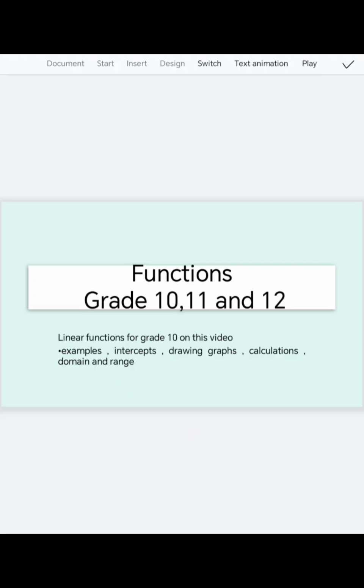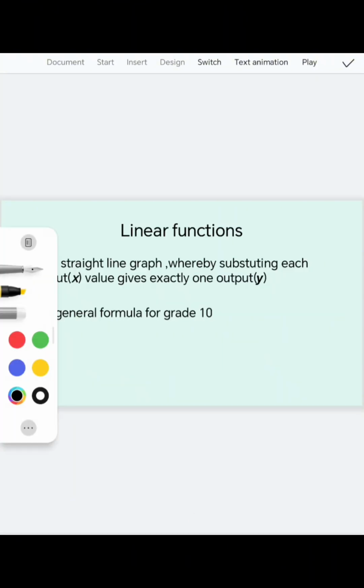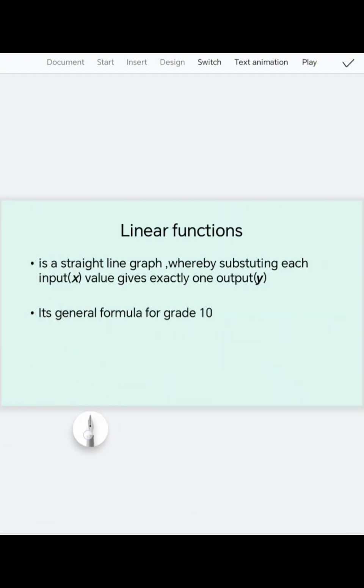So let's continue. Now we are going to start with the linear functions from grade 10. I'd like you to know a linear function is a straight line graph whereby you substitute one input x value, it gives you exactly one output value. That's a function. That's what the linear function is.